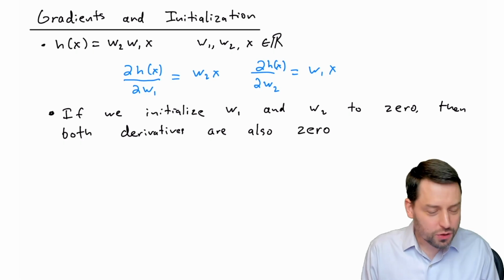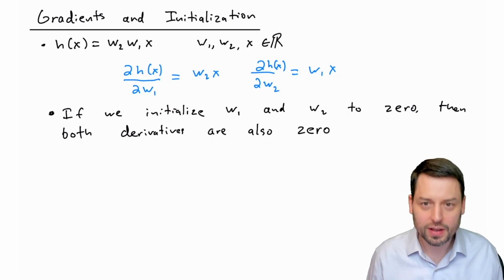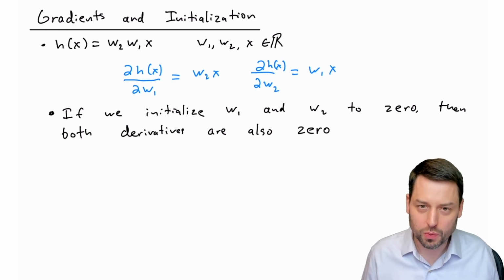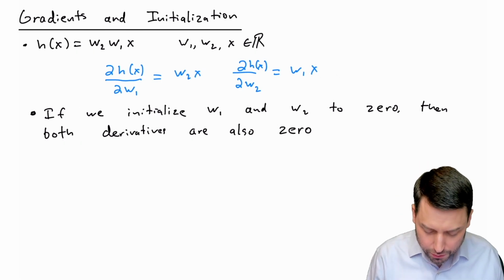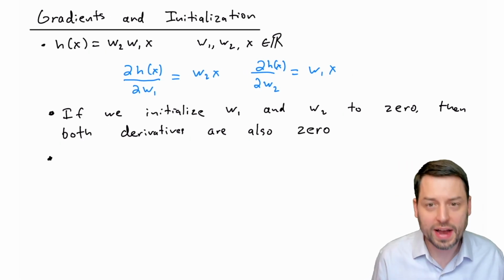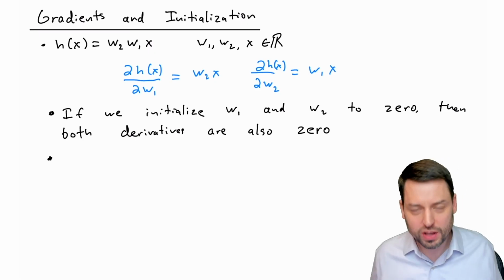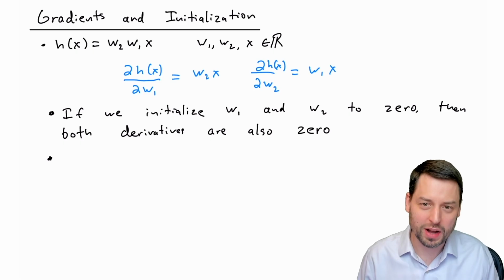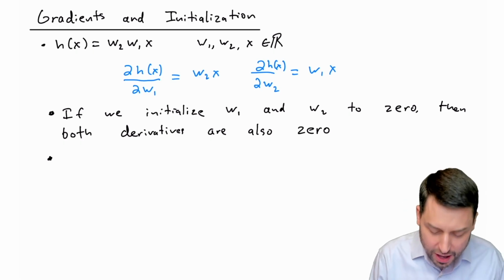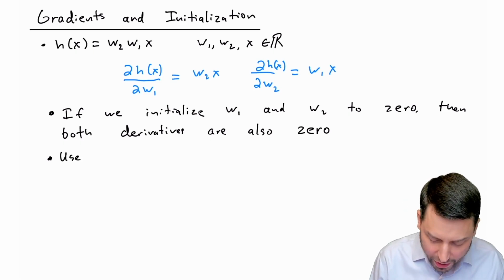All right, so the question is, what do we choose as the initialization for W1 and W2? And what we're going to do is use random initialization. We could find deterministic ways of doing this as well, but there are various reasons why random initialization is nicer. And so instead, we're going to use random initialization.